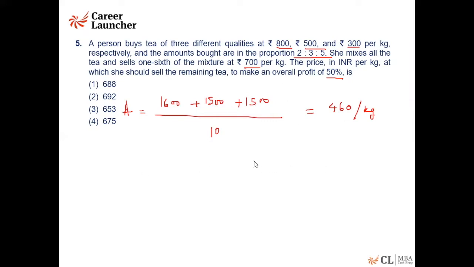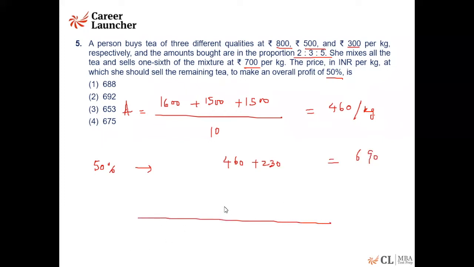She has got about 10 kgs of stuff that is worth 460 per kg, and she sells 1/6 of it at 700 per kg. The price at which she should sell the remaining in order to make a profit of 50%. So overall, if she has to make a 50% profit, the average price that you should get is 460 plus 230, which is equal to 690 rupees.